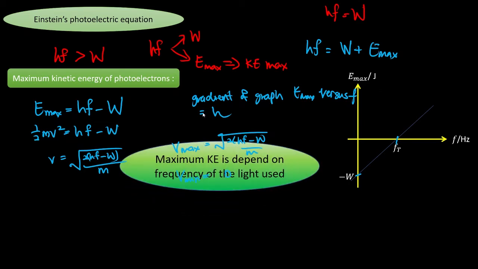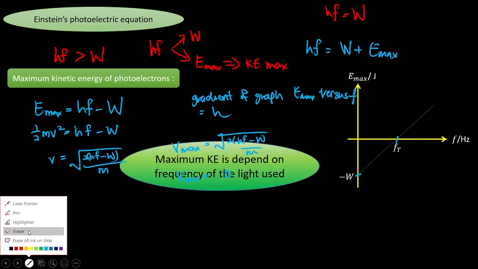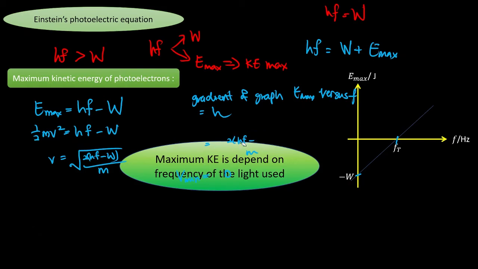So from here we know that the maximum kinetic energy actually depends on the frequency. It proves what we said in the previous lesson, that maximum KE depends on frequency. But why? We can prove that by using this equation. We can show that E actually depends on f, and from the graph you know that when f increases, E will also increase linearly.